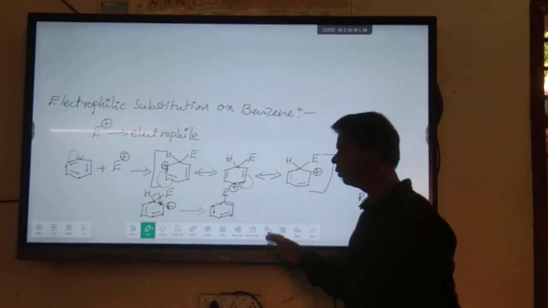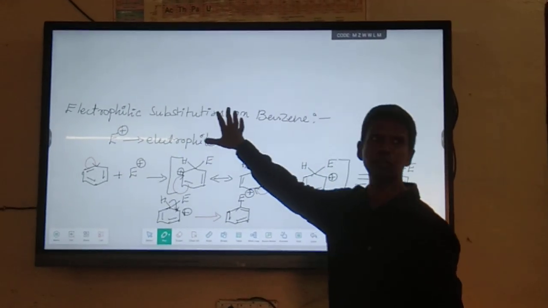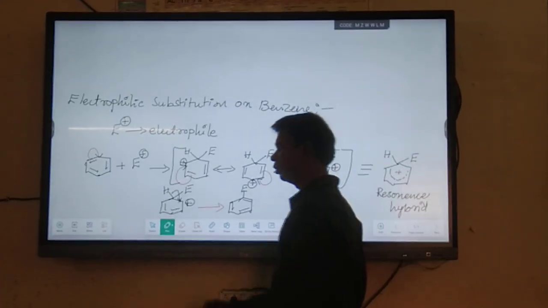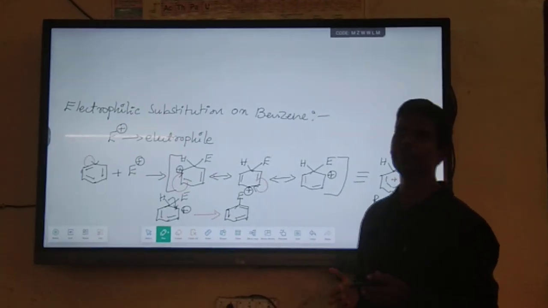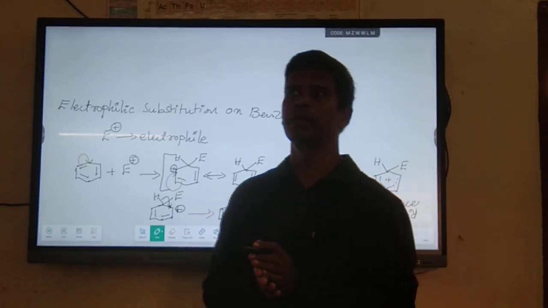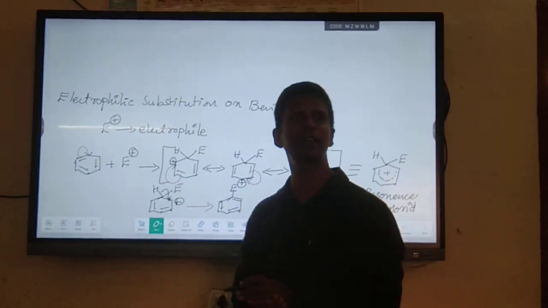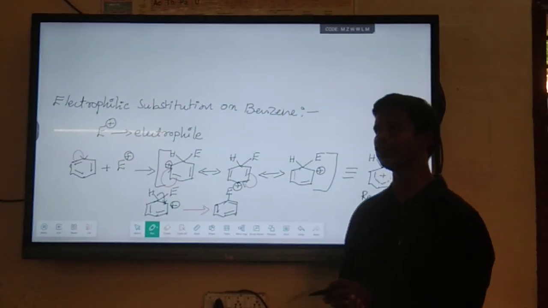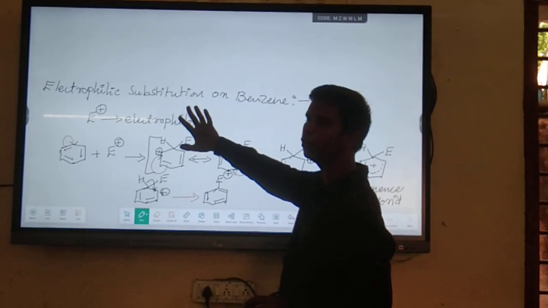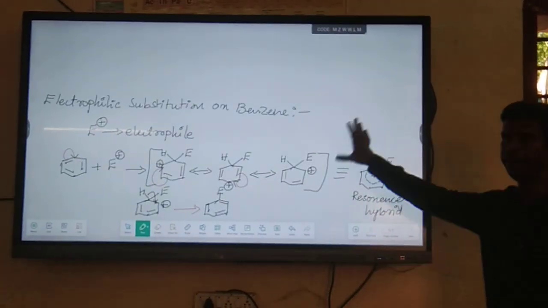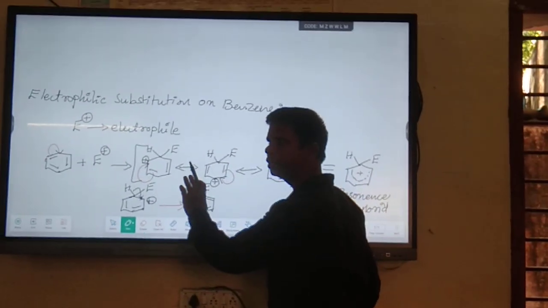Now we are going to discuss the different types of electrophilic substitution on benzene. Halogenation is an electrophilic substitution, nitration is an electrophilic substitution, sulfonation is an electrophilic substitution. So these are the examples of electrophilic substitution. How these reactions involve benzene, we are going to discuss. Understand? Is there any doubt?